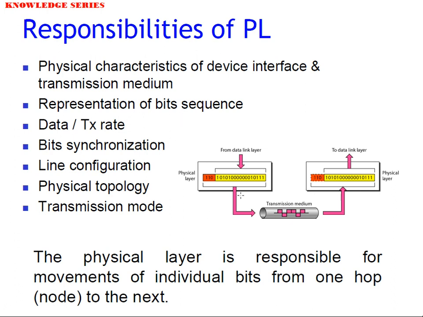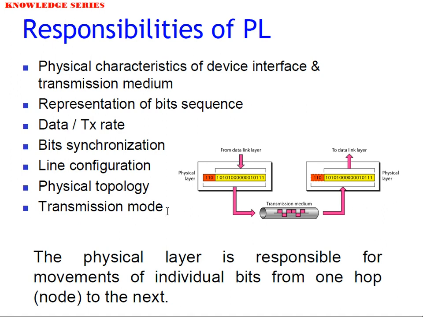So representation of a bit sequence, data, and then at what rate it has to go, that is the data transmission rate. Then every bit has to be synchronized so that its character should not be varied by the time it reaches the destination. There should be a point-to-point line configuration. There should be a topology it has to follow, whether a star topology, a mesh topology or a bus topology. There is a transmission medium, whether you are following a wired medium or a wireless medium. These are certain parameters it deals with.